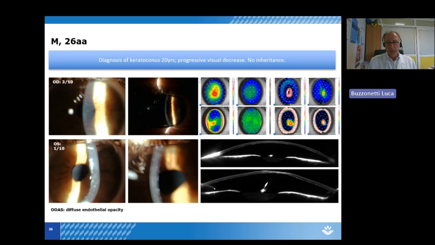In conclusion, this case report that I think crosses our 3 presentations. This 26-year-old male patient was sent to me with a diagnosis of keratoconus, made when he was 20, with progressive decrease, no inheritance, but in my opinion this was not really a keratoconus because of this endothelial opacity that corresponded to a posterior polymorphous corneal dystrophy.